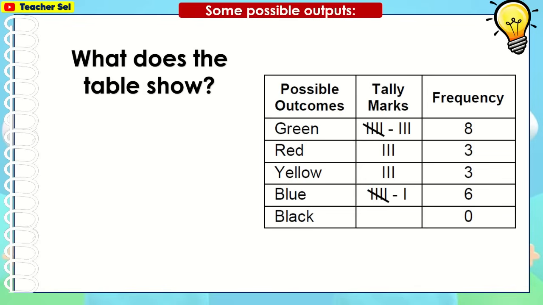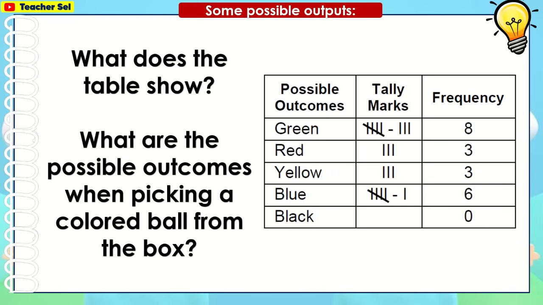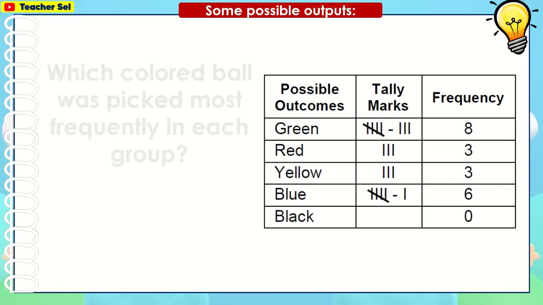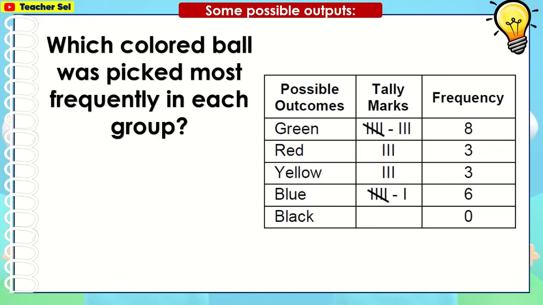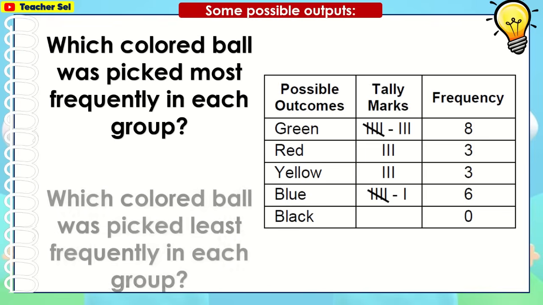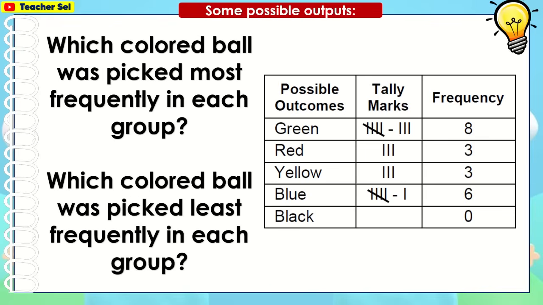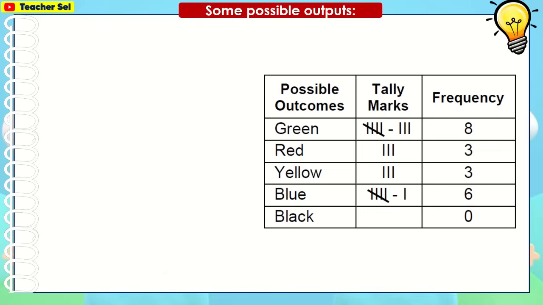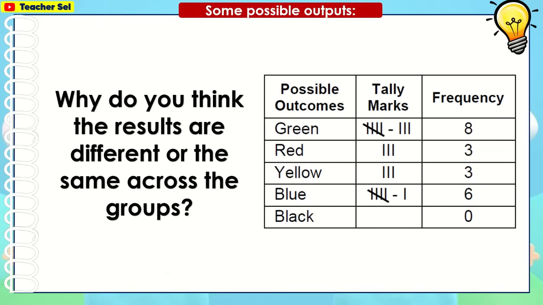What does the table show? What are the possible outcomes when picking a colored ball from the box? Which colored ball was picked most frequently in each group? Which colored ball was picked least frequently in each group? Why do you think the results are different or the same across the groups?